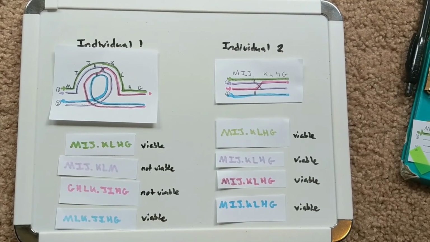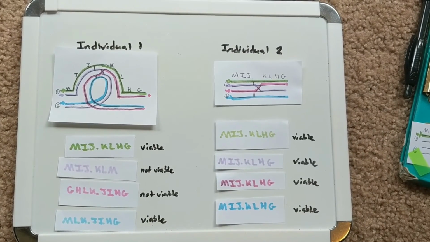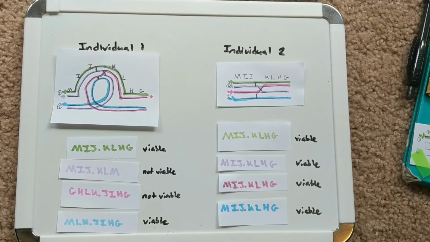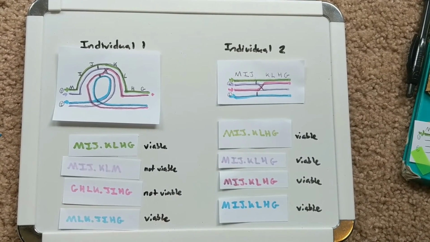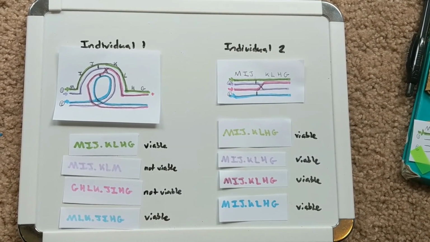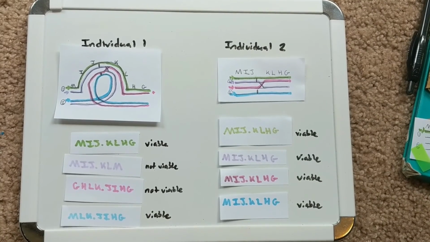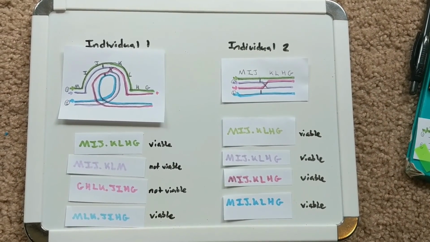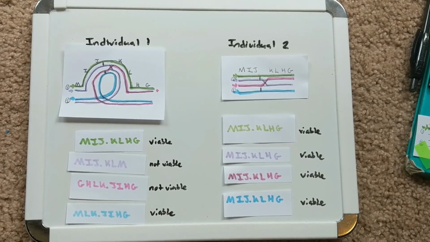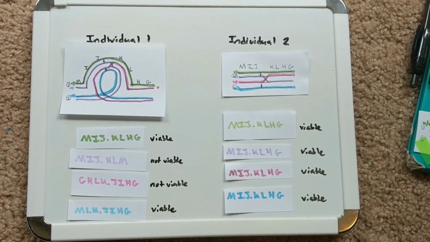Although the roller coasters occurring in individual 2 are less fun since there are no loops, it is more functional. The roller coasters in individual 2 all create functional gametes compared to only 2 gametes being functional in individual 1. So basically individual 2 has a higher fitness since it has 4 gametes surviving compared to only 2 gametes surviving in individual 1.